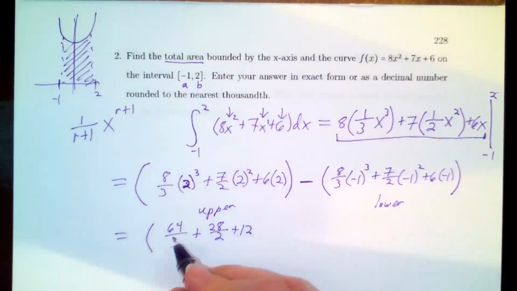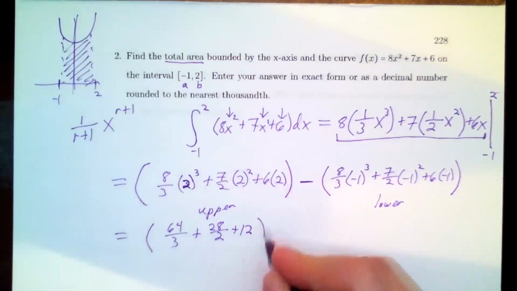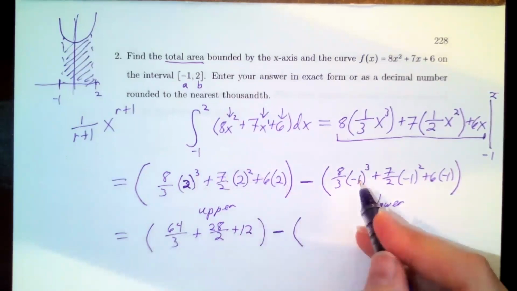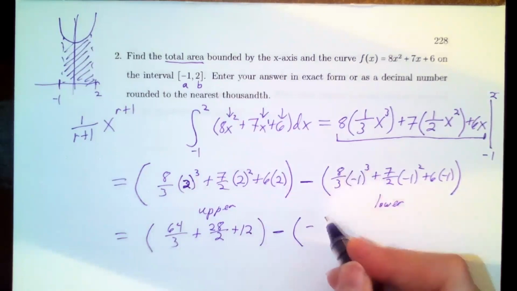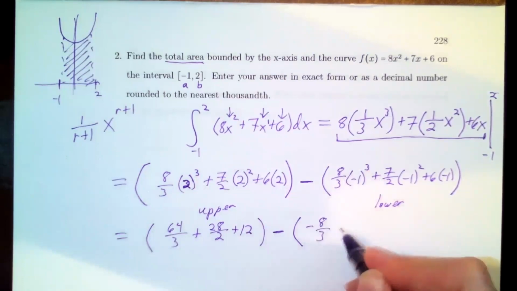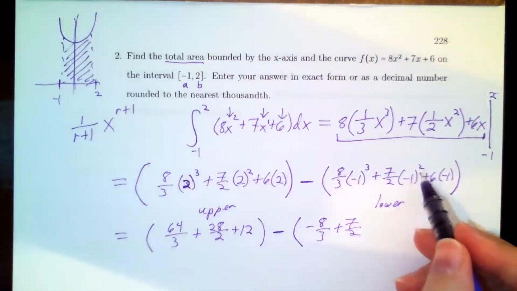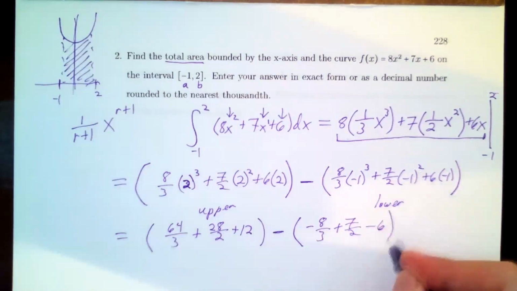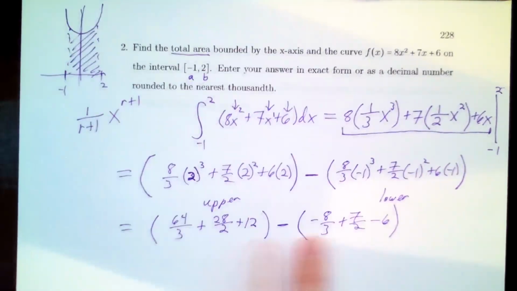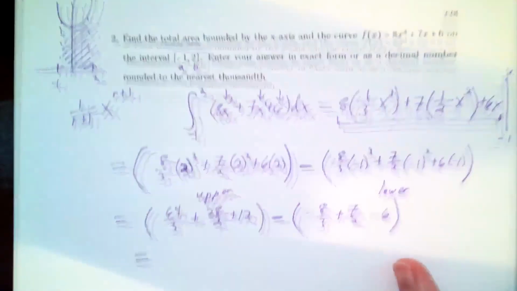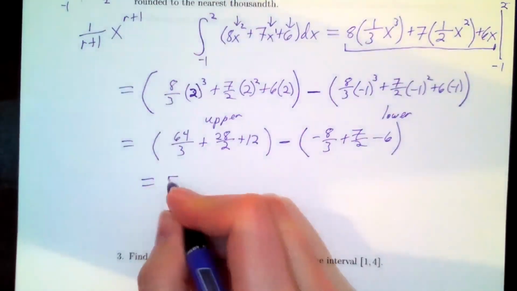So I have 63 thirds plus 14 plus 12, minus what you get here. This becomes -1 cubed is -1, times 8 thirds is -8 thirds, plus 7 halves, because -1 squared is 1, minus 6. Punch this out very carefully. I like to punch out this part first, and then subtract what you get when you punch out that part. But when we do this in our calculator, we get the value is 52.5.